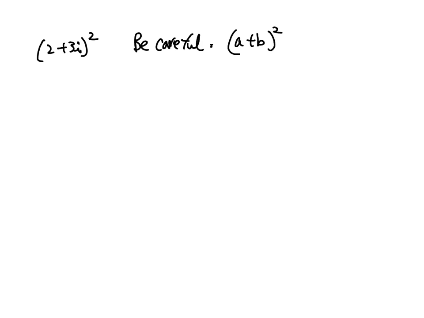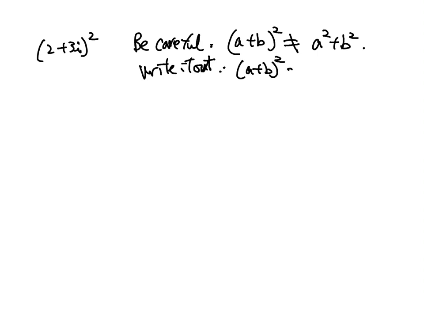Alright, part C. You have 2 plus 3i squared. Okay. Be very careful. A plus B quantity squared is not A squared plus B squared. Okay, this is a very, very careless mistake. So please don't do it. Write it out. A plus B quantity squared is A plus B times A plus B. Okay, be very careful. Alright, so this is 2 plus 3i times 2 plus 3i.